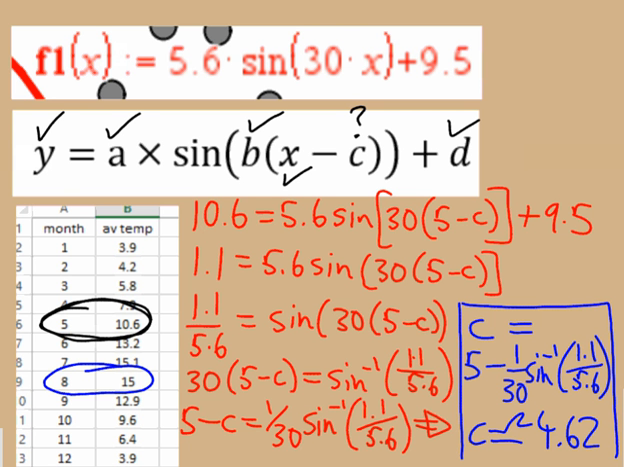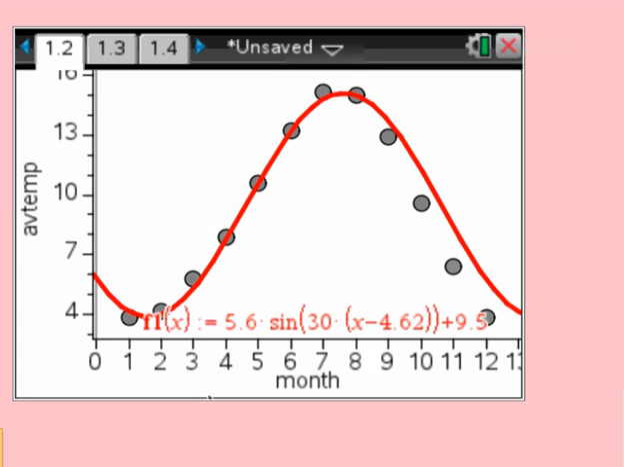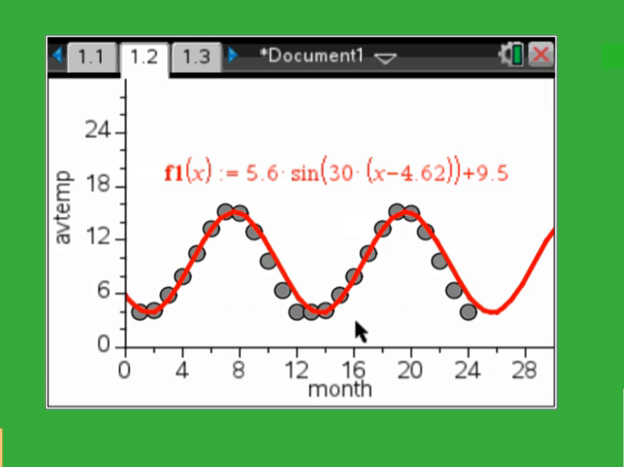Well, let's see what happens with our 4.62. When I put that here for the value of C, you can see the graph has moved into a much more representative area. It seems to be representing the temperature really well here, and then not so well here. But if you think about it critically, well, who says the temperature data has to follow a sine graph exactly? Maybe it won't. It's a model. It's not a mathematical proof.